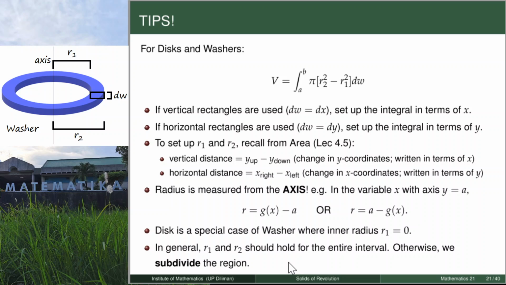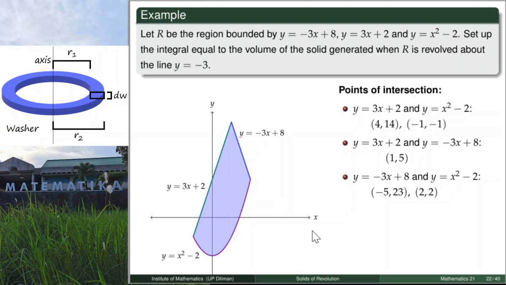So this can also happen for volumes. So let's show that using this example. So notice that here's our plane region and may kulang na information. Wala yung points of intersection so far. So you must provide that if they are missing. Okay? And how do you do that? You just have to solve the system of equations per pair of boundary curves.